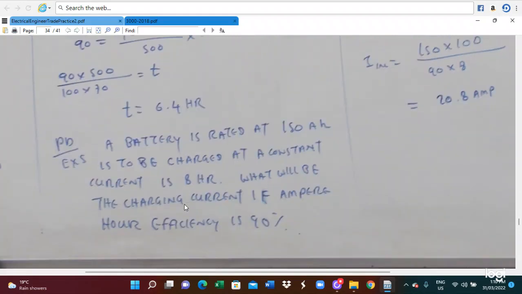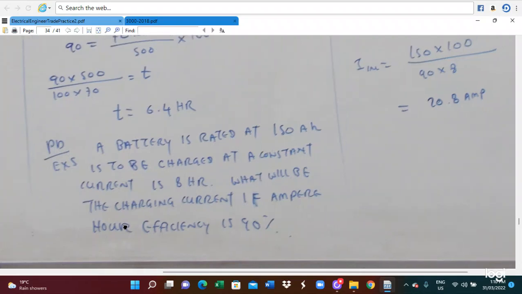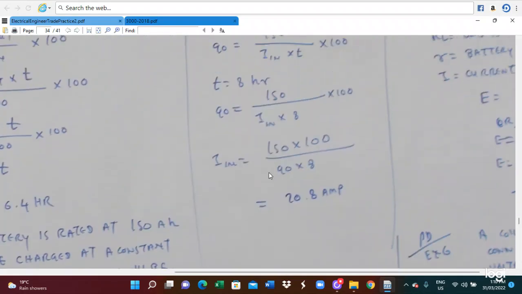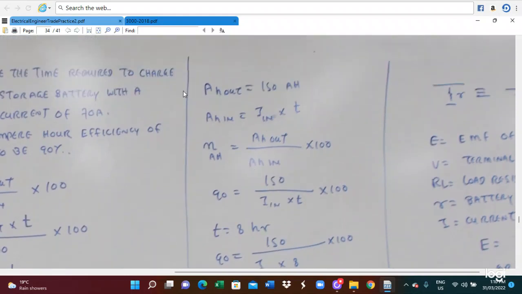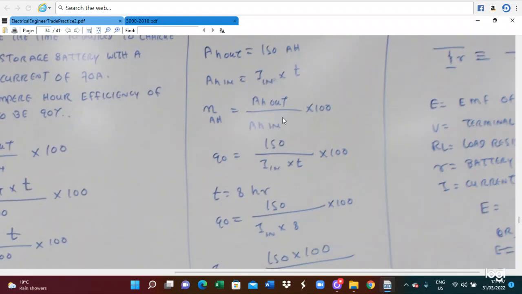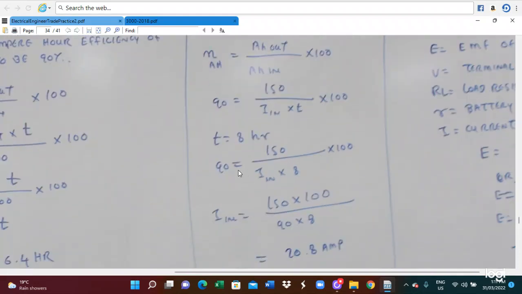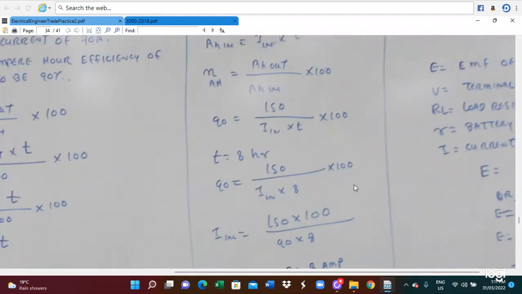The next one: a battery rated at 150 ampere hour is to be charged at a constant current for 8 hours. What will be the charging current if the ampere hour efficiency is 90%? So in this case, as given, the ampere hour output is 150 ampere hour. Ampere hour input is I in multiplied by T. So eta AH is AH out divided by AH in, multiplied by 100. So 90 equals AH out, which is 150, divided by AH in, which is I in multiplied by T, into 100. So T is 8 hours. You substitute here, then you get I in as 20.8 ampere. We calculate that.